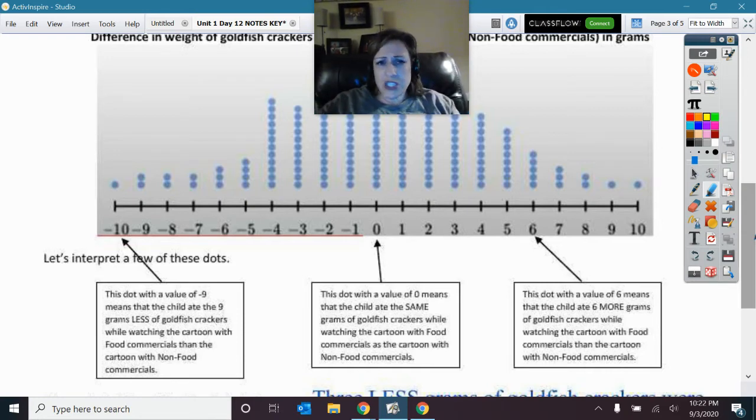Well, let's look at these ones here. This dot with a value of 6 means that the child ate 6 more grams while watching the food commercials than the non-food commercials.